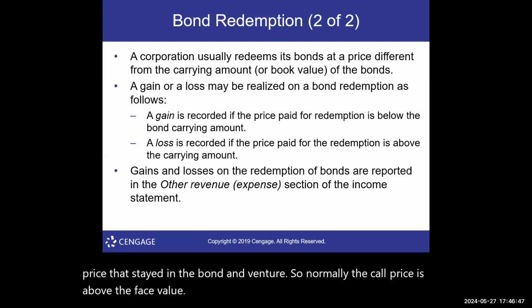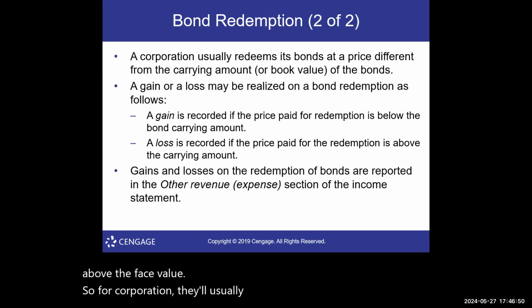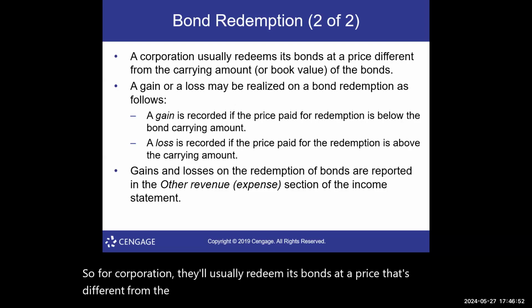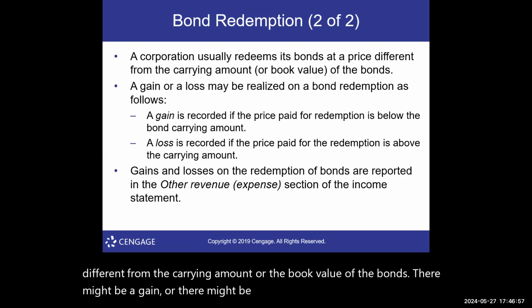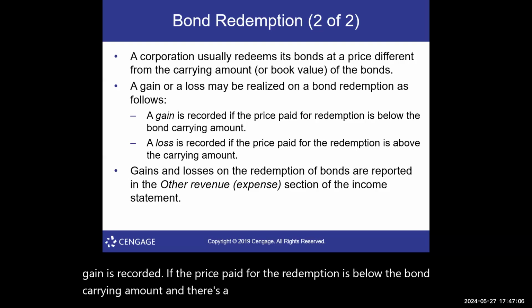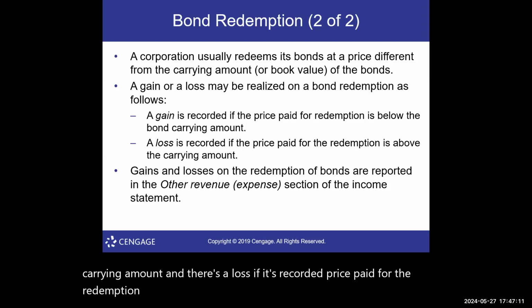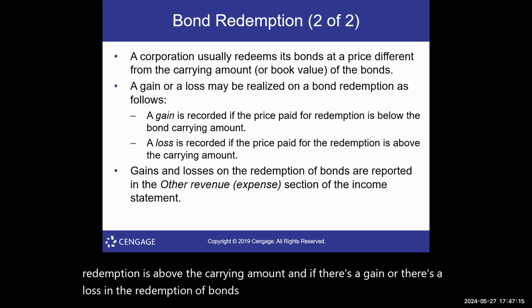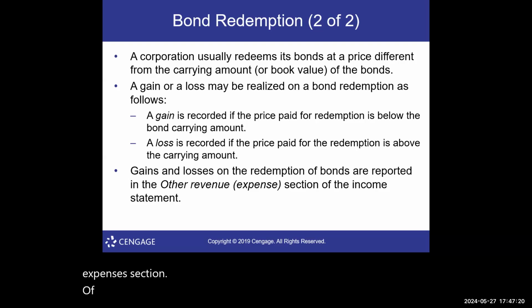So for a corporation, they'll usually redeem its bonds at a price that's different from the carrying amount or the book value of the bonds. There might be a gain or there might be a loss realized. A gain is recorded if the price paid for the redemption is below the bond carrying amount, and there's a loss if the price paid for the redemption is above the carrying amount. And if there's a gain or a loss in the redemption of bonds, it's reported in the other revenue and expenses section of the income statement.